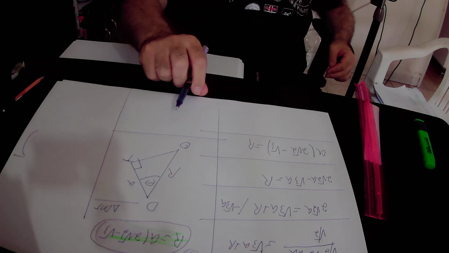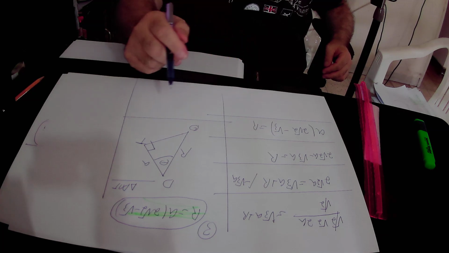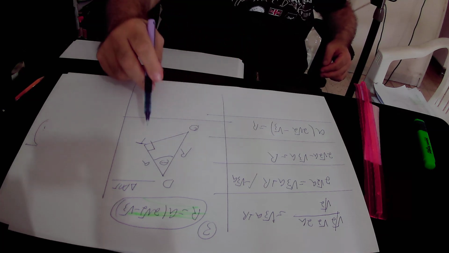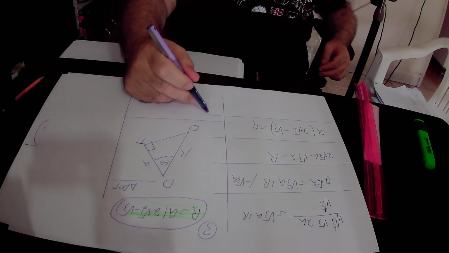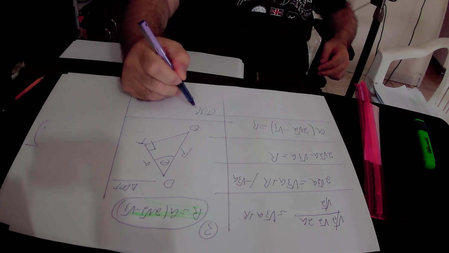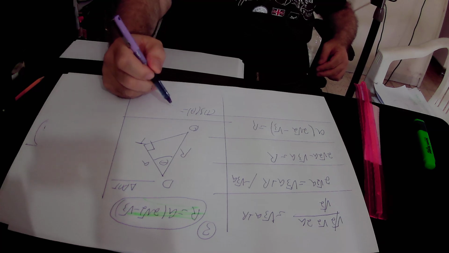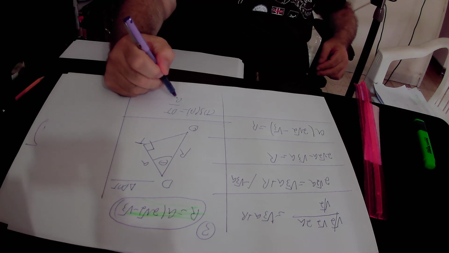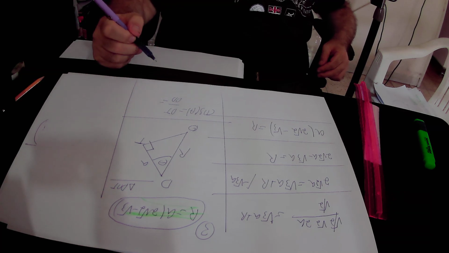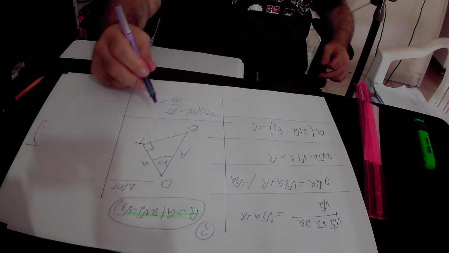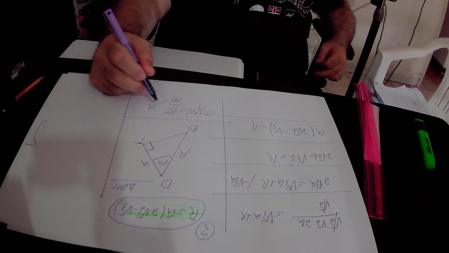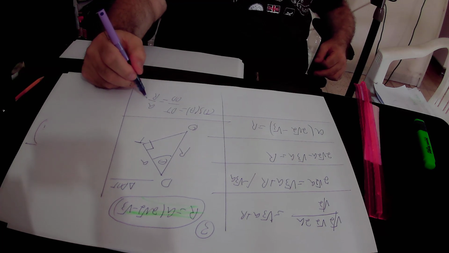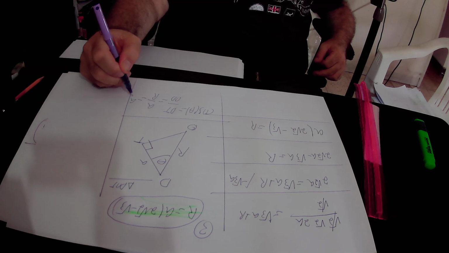It is very easy to see from the drawing that cosine theta equals DT over OD. Again, cosine theta equals DT over OD. Okay, so DT equals A and OD equals R. So cosine theta equals A over R.